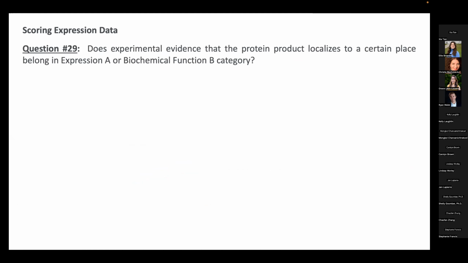The next question I wanted to ask you is a really tough one. I know a couple people posted questions about evidence that can be on the borderline between 2 categories. You're like, should I use this as expression? Is this more biochemical? One of the crises that I've come across is when I'm looking at localization data. Someone has stained a tissue for my protein of interest, and it's giving me some evidence about where it localizes to. Does that sound like expression evidence, or biochemical evidence?